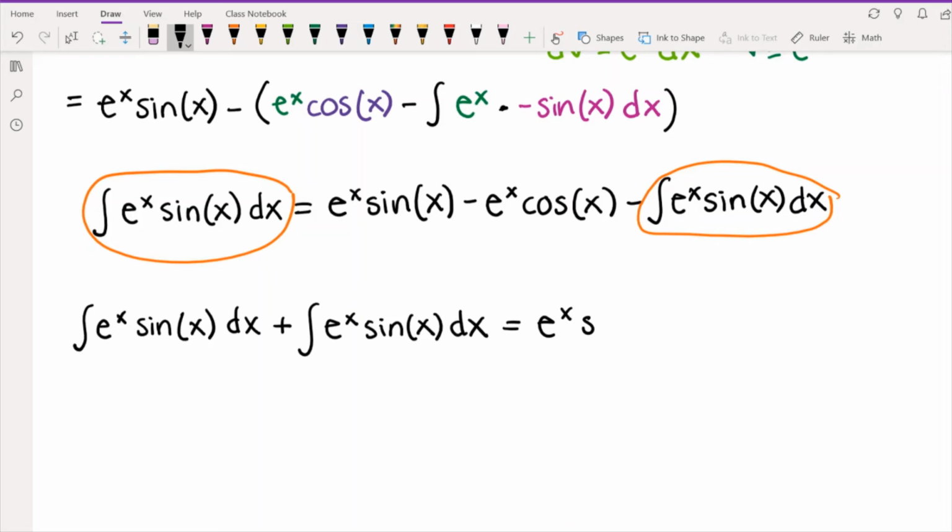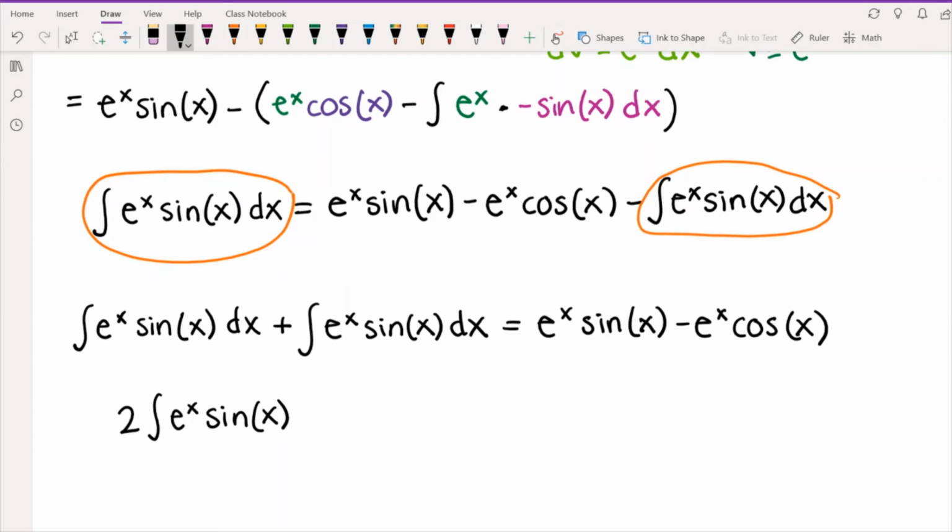Okay, so why is this a useful thing to do? Well, now we have an integral plus another of the same integral. Anytime you're adding two of the same thing together, you can rewrite that as 2 times whatever it is, right? So in this case, it's 2 times the integral of e to the x sine of x dx.